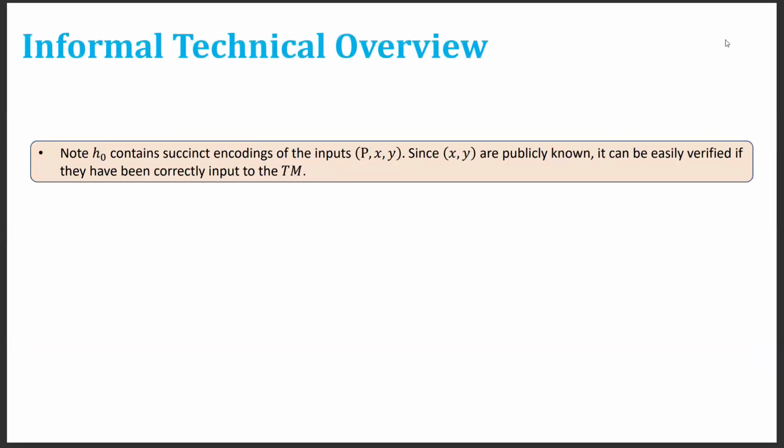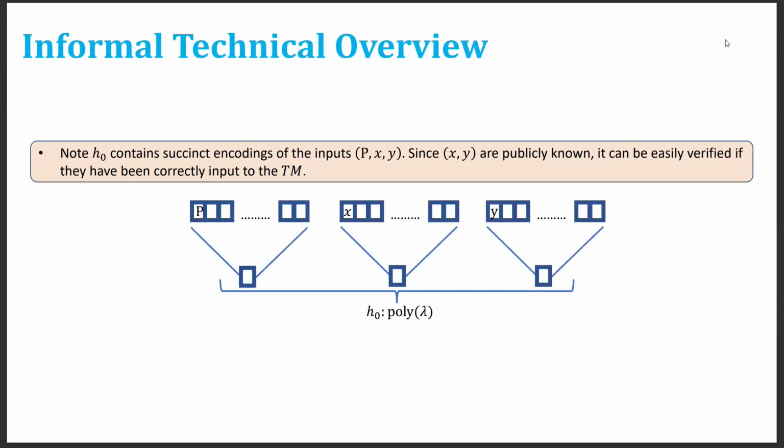If we take a more careful look at what H0 contains, H0 contains encodings of 3 things, P, X, and Y. And it looks like this. There are these 3 tapes, each of which contains P, X, and Y, and all 3 of them taken together form H0. Of course we have a 4th tape, which is the work tape, but it's empty when the input is just given, so we ignore it here.